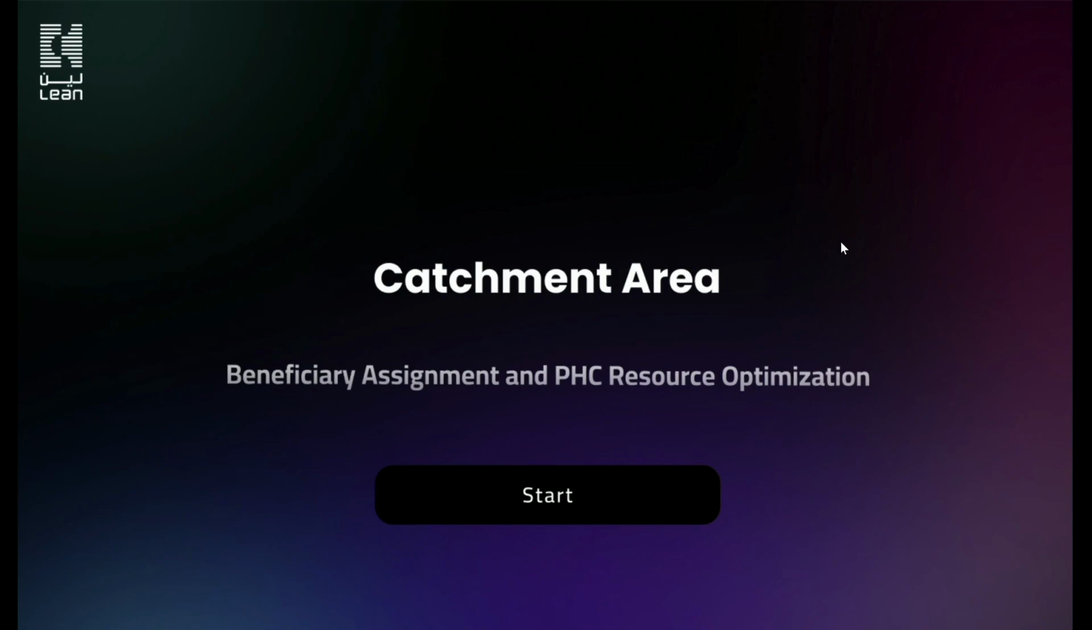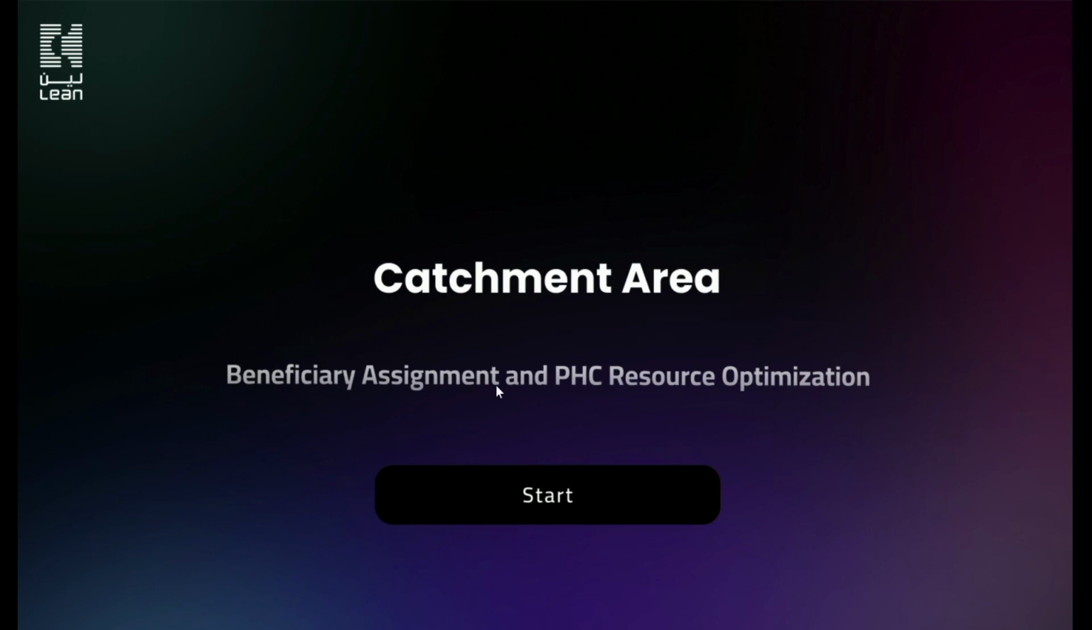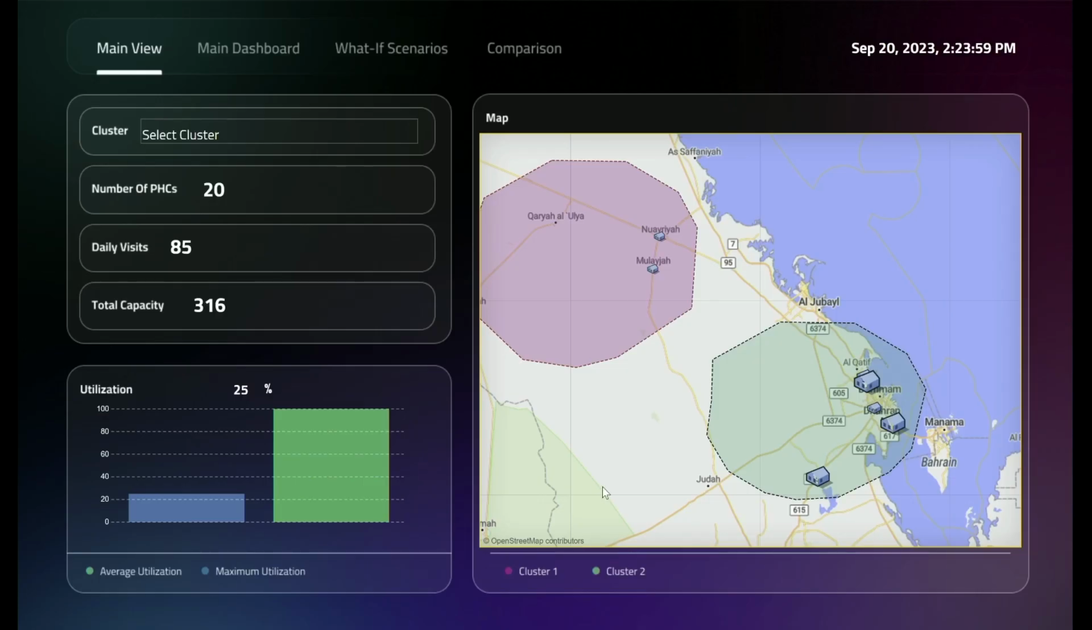So I'll be showing a demo of the model, the AnyLogic model, that contains dummy data just for demonstration purposes. So first, we will click on Start. We will show on the map two clusters with dummy PHCs. And then we will see the number of PHCs, daily visits, and total capacity in the main view, as well as the utilization.